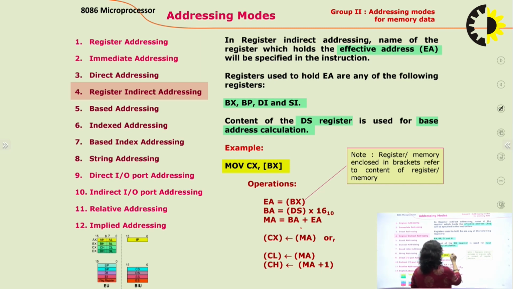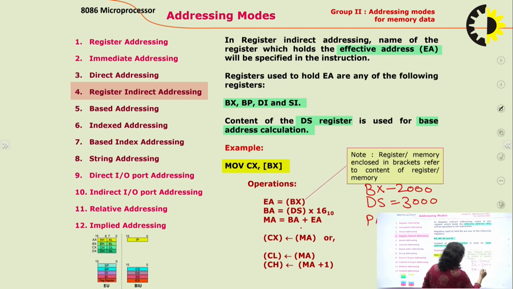Like in this example, let BX be 2000 and data segment be 3000. So, the memory address or physical address will be 3000 into 10 plus 2000, that is 32,000. So, this instruction will go to this address and copy the value of this address to CL. Then address plus 1, that is 32,001, this value will be copied to CH because this is a 16-bit register.